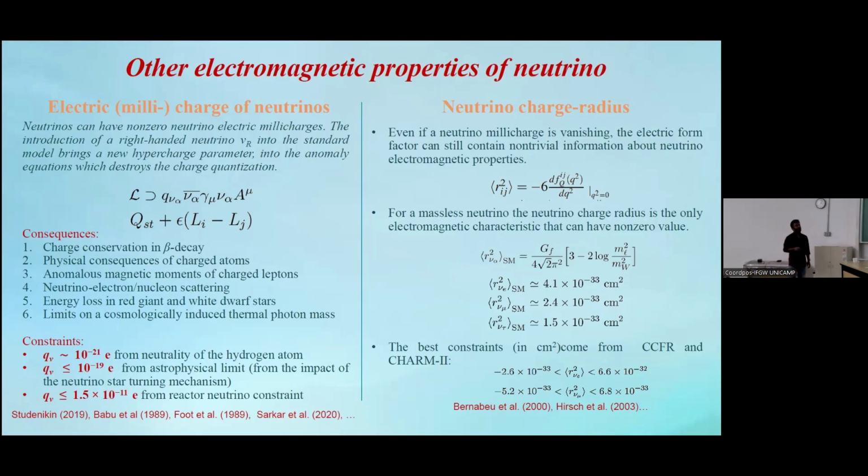But there are other properties which I have not mentioned. I briefly mentioned that in the standard model we can write down some milli-charge of the neutrino, which has a lot of consequences, like charge conservation and other physical consequences. Understanding why the electron charge is so small, from a theory point of view it can have any charge, and this can have some impact, but these have nothing to do with mass. And also the neutrino charge radius and so on.